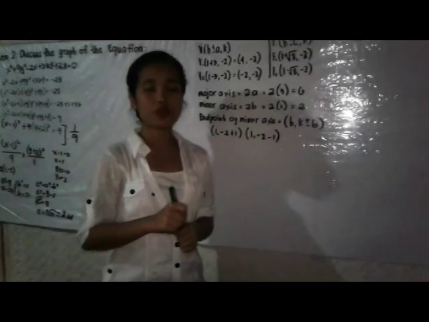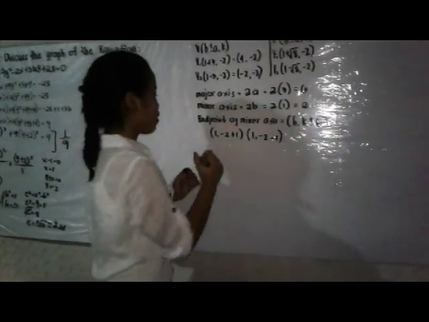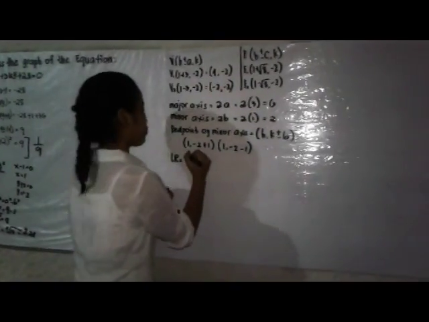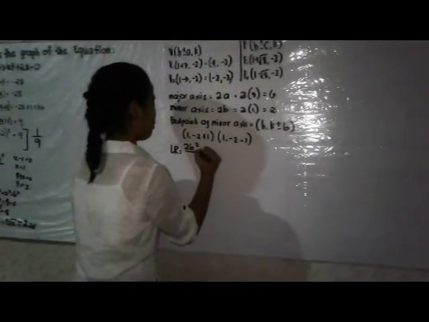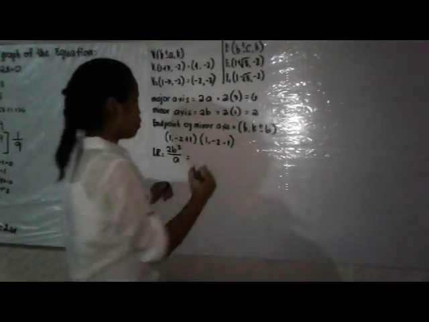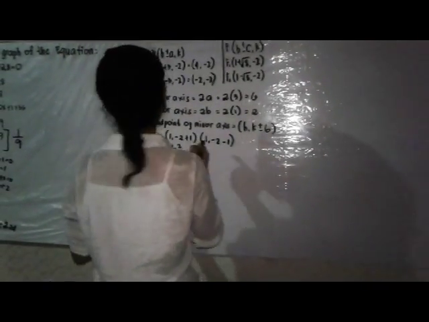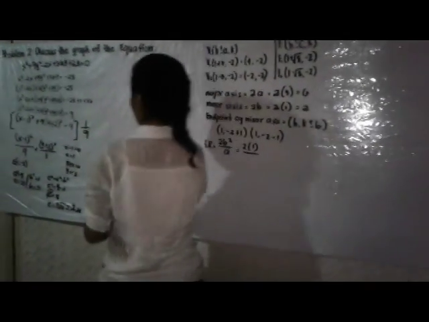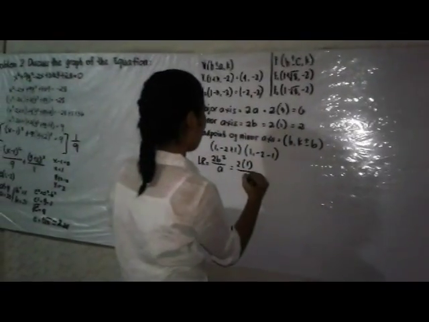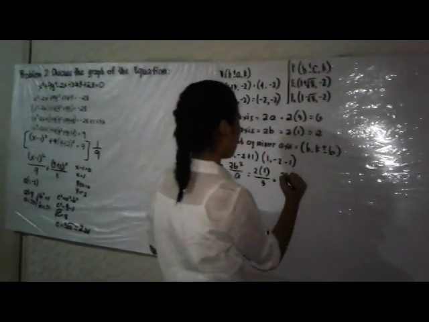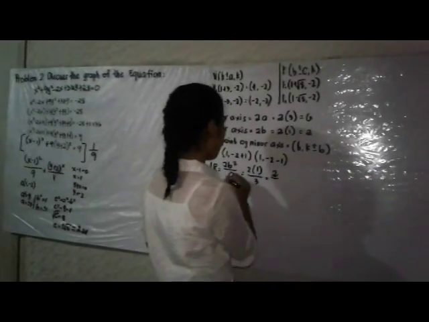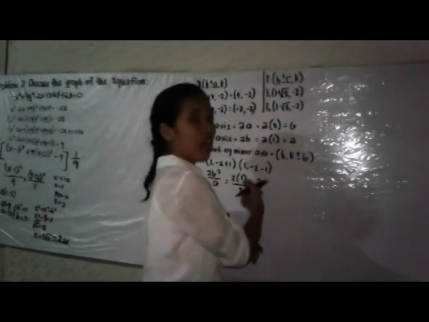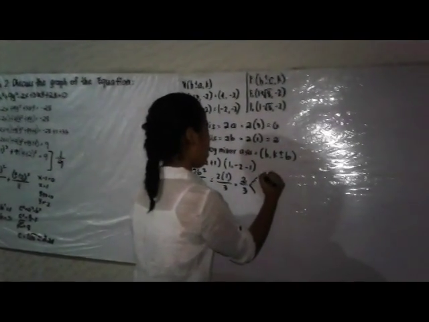And now, let us find our latus rectum. In finding the latus rectum, we have to consider this: 2b squared over a. Substituting 2, and our b squared, which is 1, so we have 1. Then our a, which is 3, so 2 times 1 is 2, over 3. Copying the value of our a, which is 3, then taking half of 2, we have 1 half.